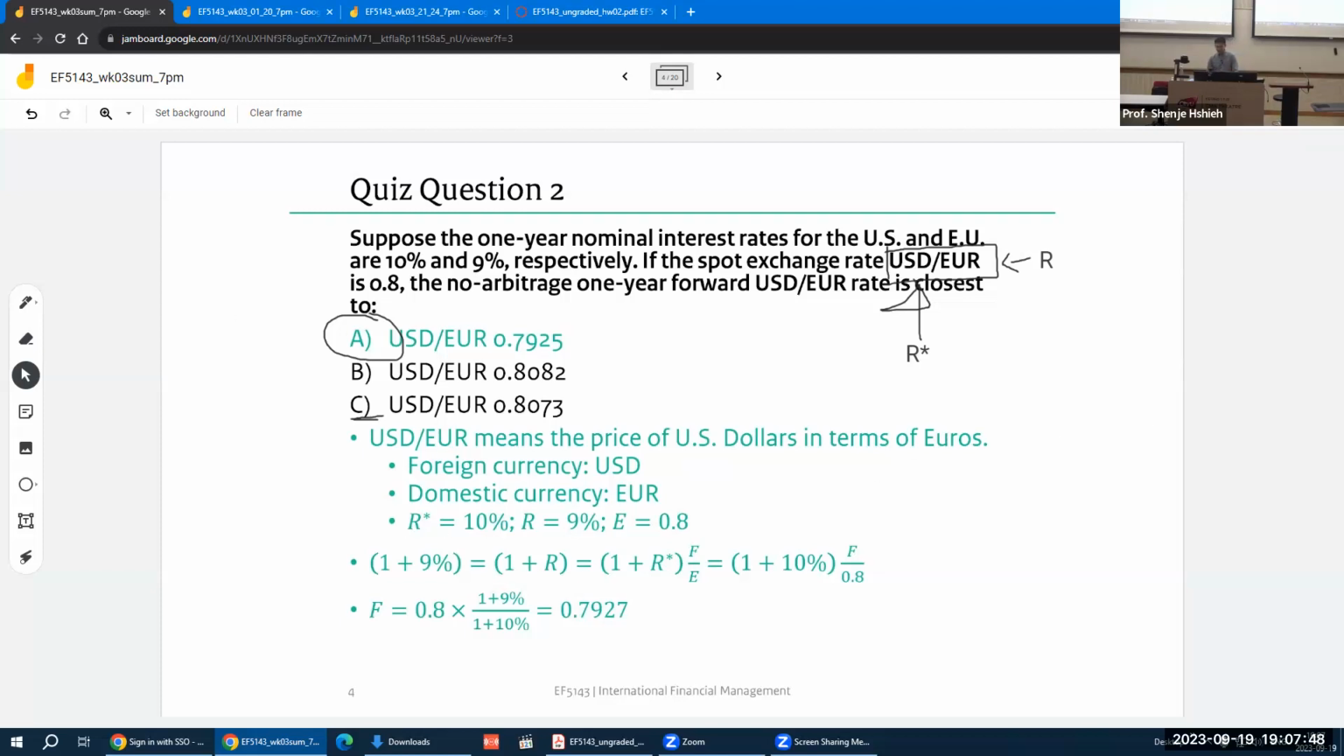So that's what I wrote here. R star is 10%, R is 9%, and now we have E, which is, again, euros per dollar, 0.8. So we know R star, we know R, we know E, based on what's given to you, this currency pair, the way it's written. I even explained to you that it's euros per dollar in the quiz. Then you know how to assign the variables R star, R, and E. Plug those variables into the CIP equation, which is the following, and you should just solve for F. So the answer should be 0.79, which should be A.